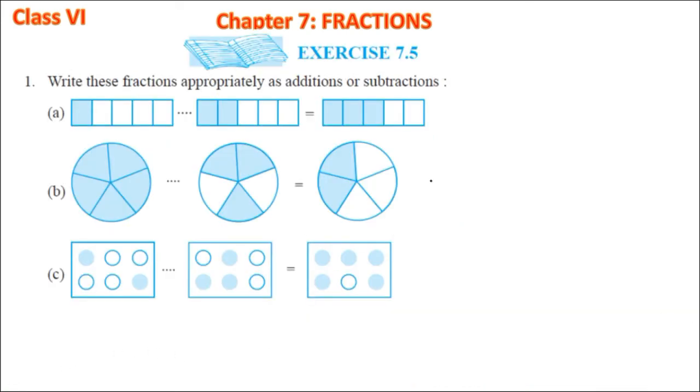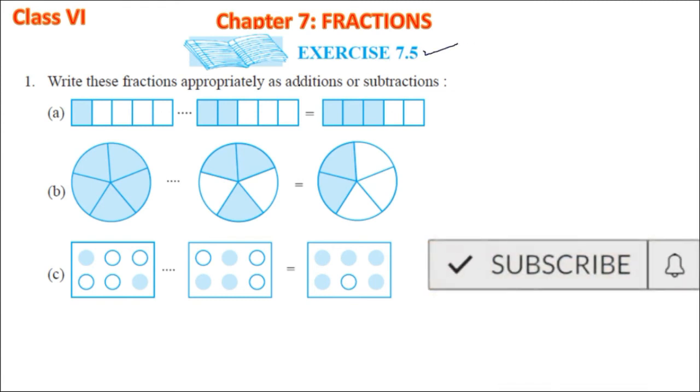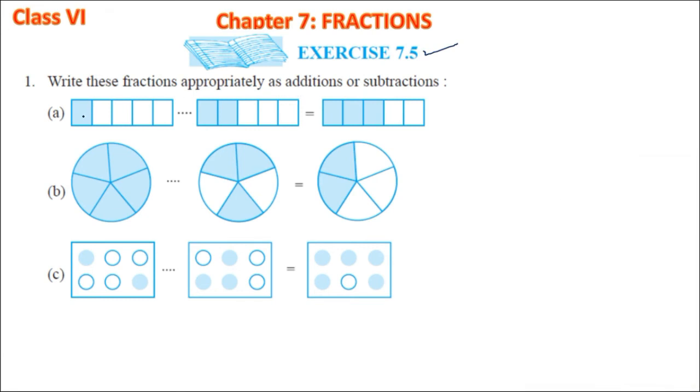Now we are in exercise 7.5. Question 1 is to write these fractions appropriately as addition or subtraction. Here you count the number of boxes: 1, 2, 3, 4, 5 are there. In that, 1 has been shaded, so it is 1 by 5. The next we have 2 boxes shaded out of 5, so 2 by 5. The next we have 3 by 5. 3 are shaded out of 5 boxes.